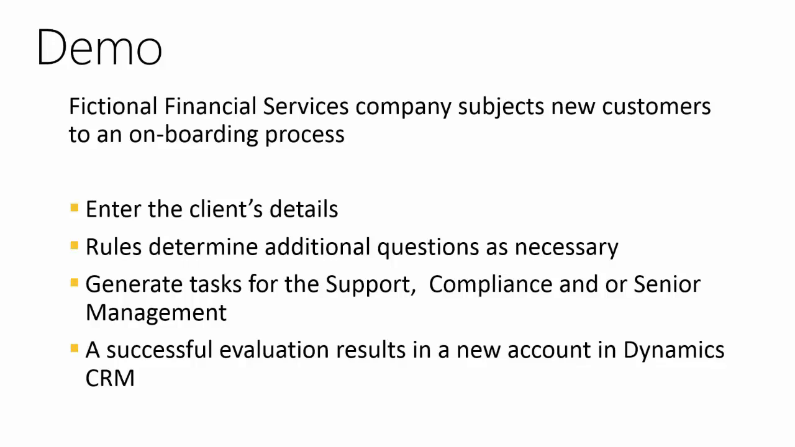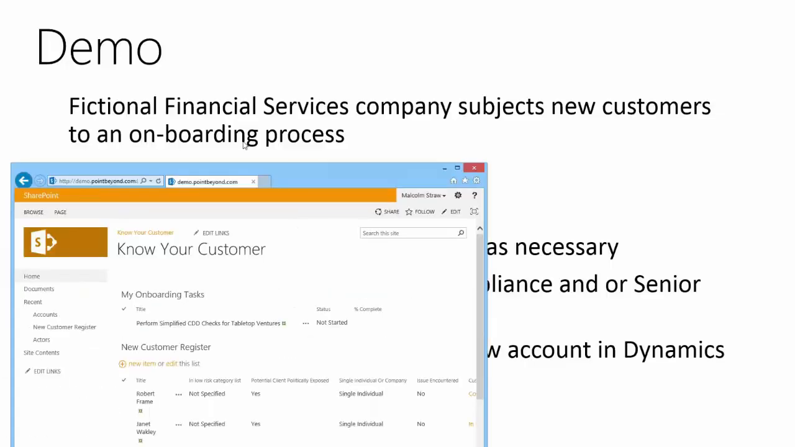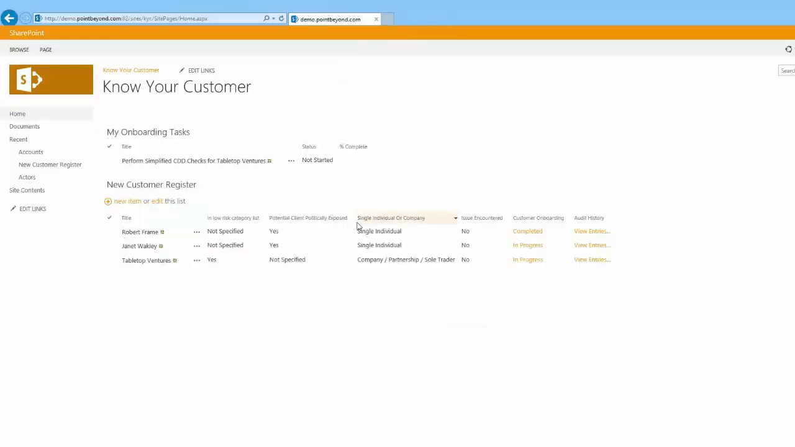So first of all, I'm going to log in to the system here, and I'm logging in as somebody in support, and they're tasked with logging the potential new customer. So that's very simple. You can see we're on a SharePoint site here. I've got a list here of tasks that I need to do. You can see I've already got one for another client. I've got a list of the new customers, and we can see that different customers are at different stages here. Some are in progress, some are completed. But I'm going to go ahead now and create a new one.